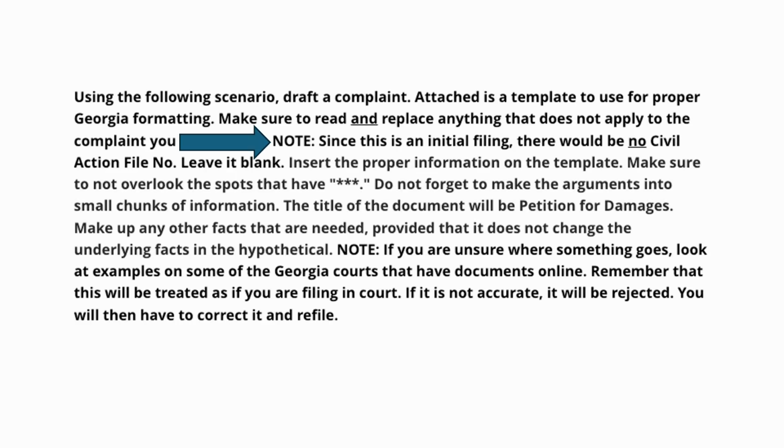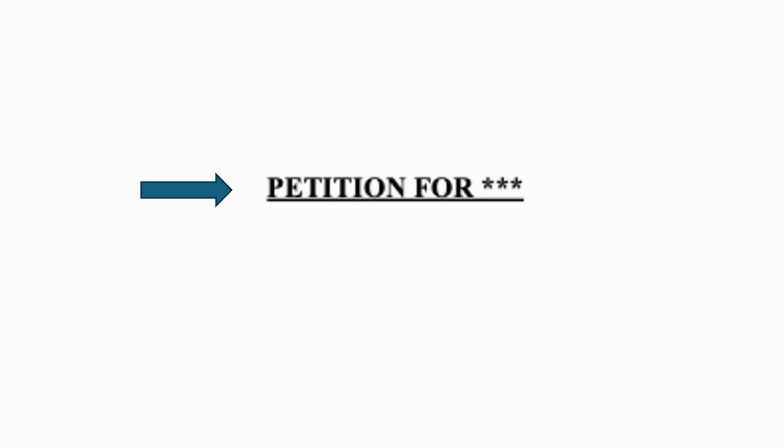And then we have our civil action file number. Now, in this particular case, we have an initial filing, so there is going to be no civil action file number. So you're going to leave that blank. So you're going to still have the line there, so make sure that there is one because this will be for the clerk to write on once you do the filing. Then we're going to have our title for the document, and it's going to be bolded, underlined, centered, and in all uppercase.